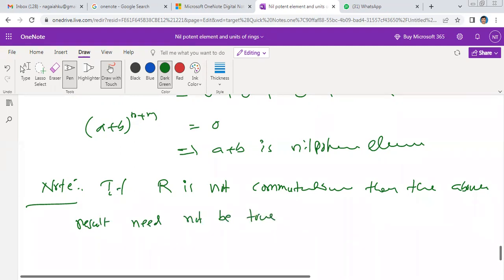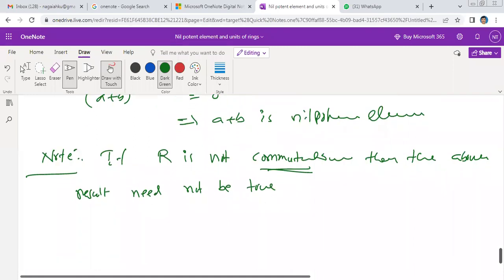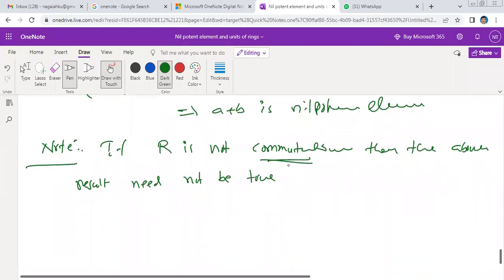Why? Can you give any counterexample? R must be commutative. If R is non-commutative, then definitely the sum of two nilpotent elements need not be a nilpotent element.